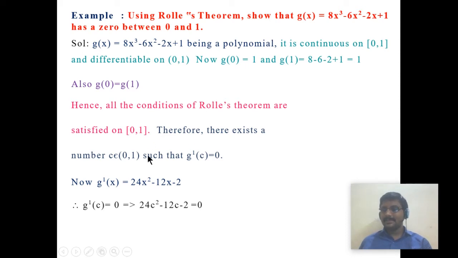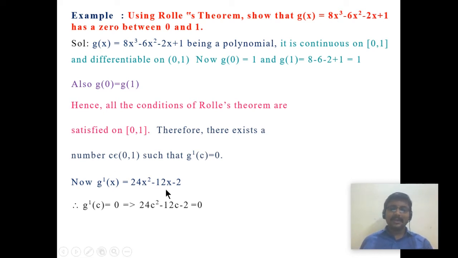Hence, by Rolle's theorem, there exists a value c which belongs to open interval 0 comma 1 such that g dash of c is equal to 0. Here the function just is named as g. Generally, we will use f. Here in this problem, g is used. So g dash of x value is obtained by derivative of g of x with respect to x. X cube derivative 3x square, already we have 8, that is 24x square. Negative 6x square derivative is negative 12x. Negative 2x derivative is negative 2. And 1 is a constant whose derivative is 0.